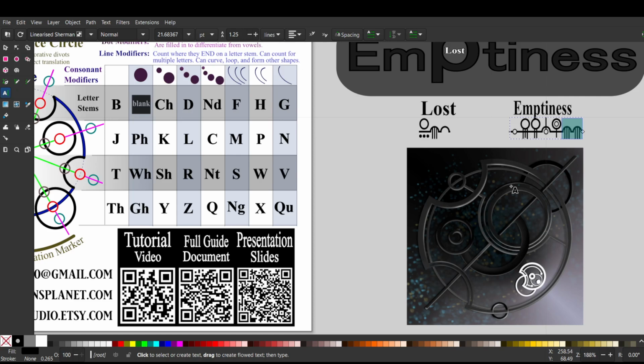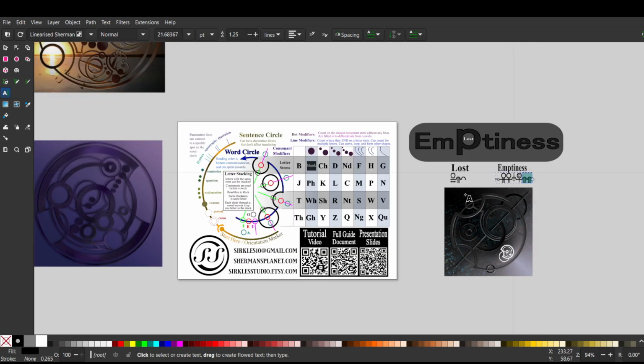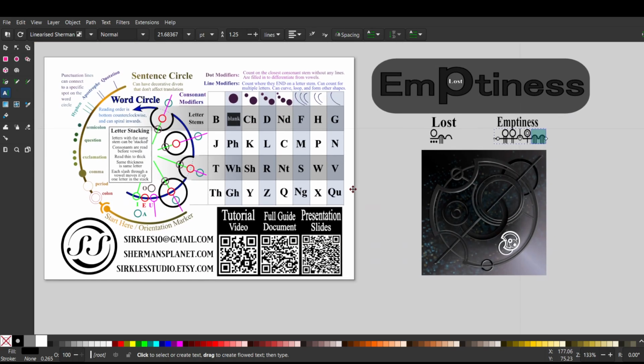So this is a bit of a trickier design to read. I didn't make it for legibility, I made it for art and stuff. So yeah, we have lost in the emptiness. So yeah, that's that design. I hope you like it.